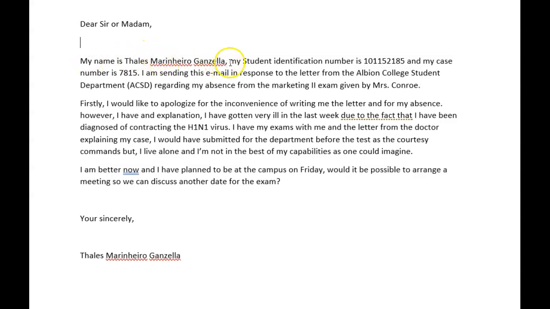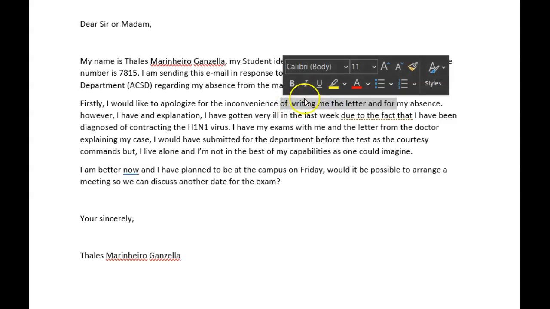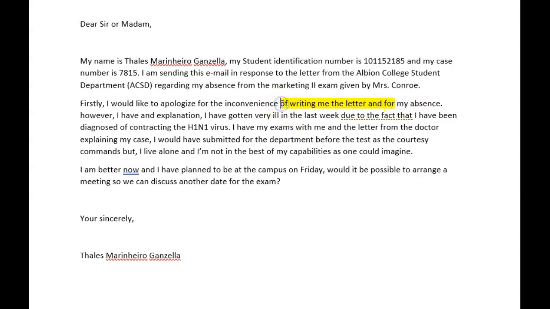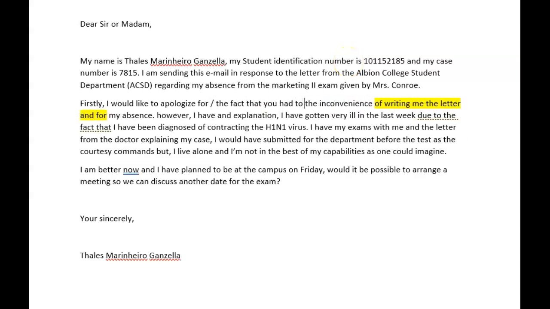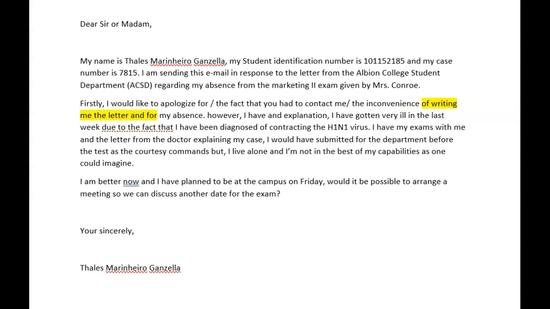So my name is Thales, and my student ID number, my case number this. I'm sending this email in response to the letter from the Albion College, regarding my absence from the Marketing 3 exam given by, lovely. Firstly, good, I'd like to apologise for the inconvenience of my absence. Yeah? You could apologise for writing the letter, blah, blah, blah, but it's a bit too long. Or maybe apologise for the fact that you had to contact me. You could put that in, but otherwise I would just apologise for my absence.